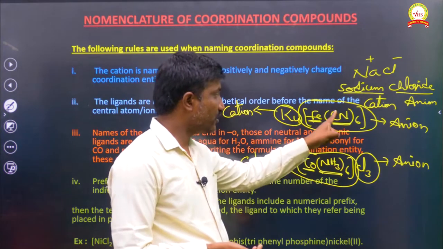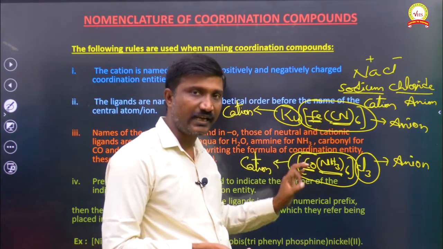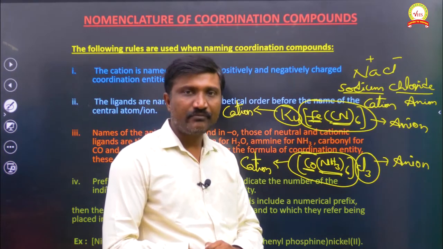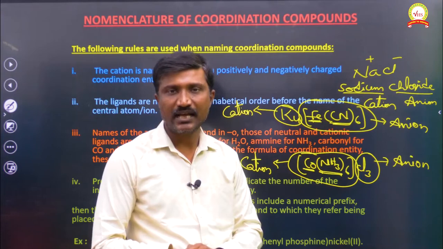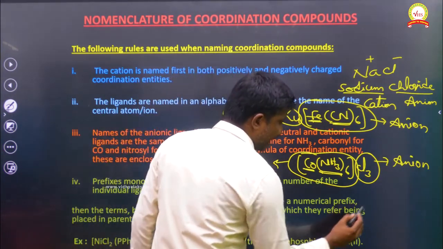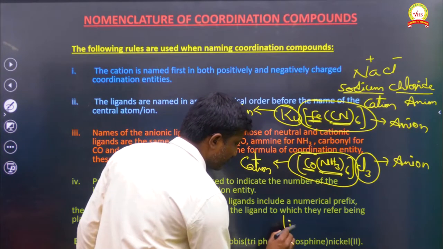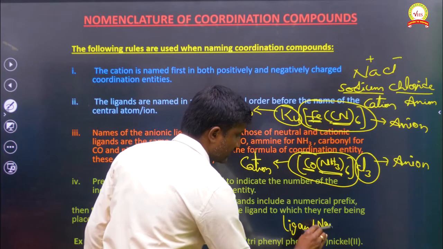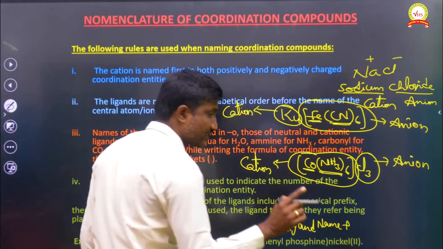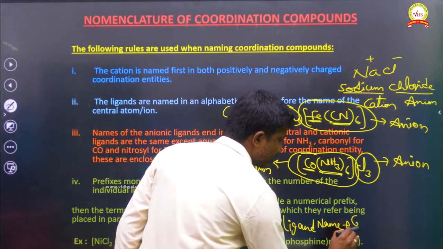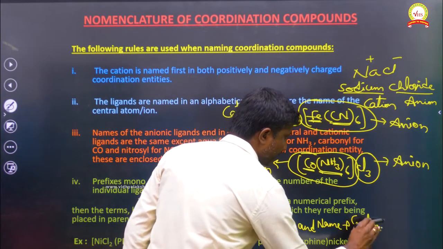So when we write the coordination sphere name, we first write the ligand name, after that the central metal atom name. Ligand name we have to write first, whether the sphere is an anion or a cation. After that, the central metal atom name.